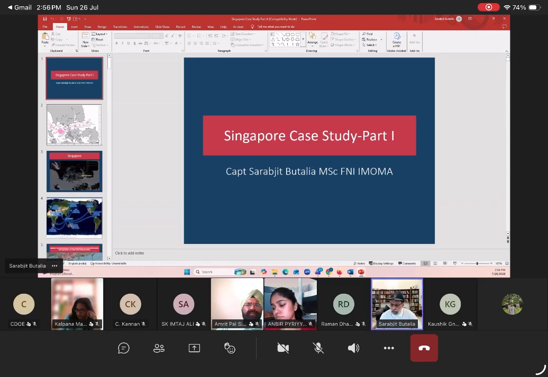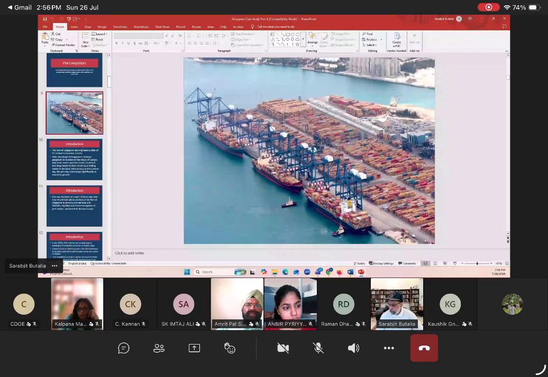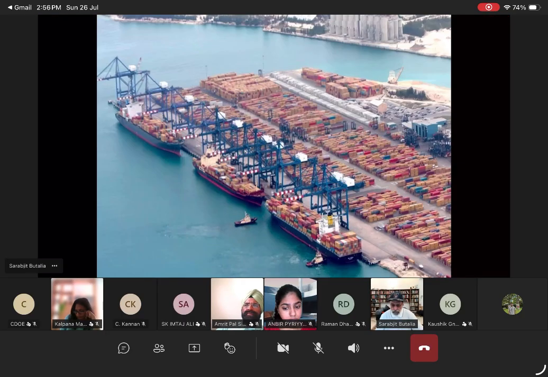So part of this discussion we had last time. Now if you look at the slide, if this is a port, this type of port you are asked to develop, what would be the key factors you will consider? Anybody can comment? Sir, geographical positioning.